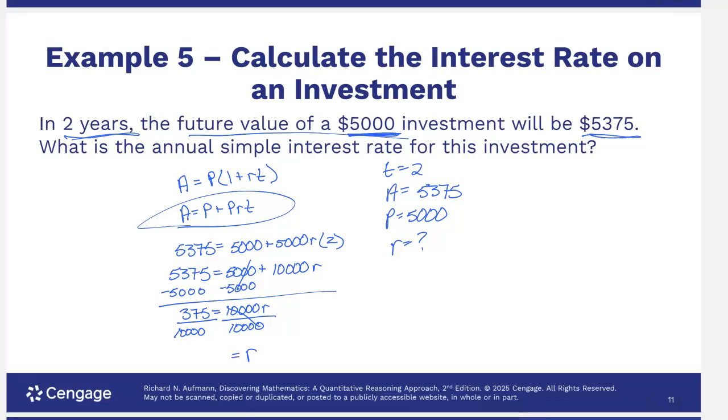then R is going to be 0.0375. And we want this as a percent, so we're going to move the decimal 2 places to the right, which is going to be 3.75%. So there's that interest rate for that one.